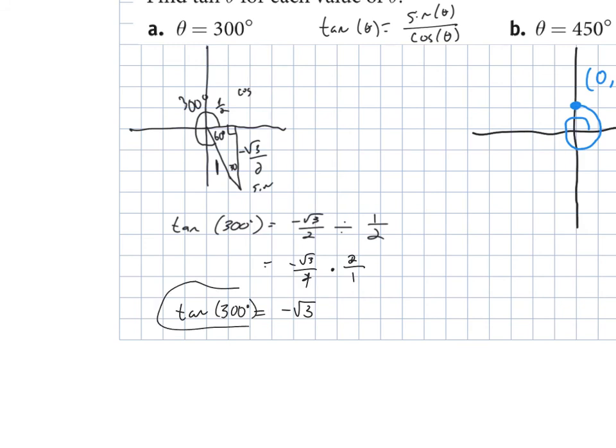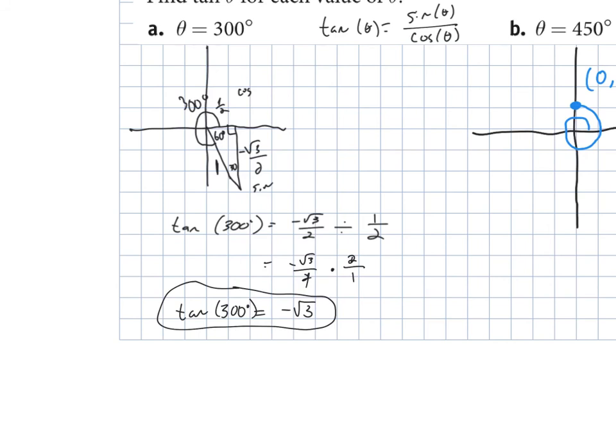So tangent of 300 degrees is negative root 3. Again, find where it's located on the unit circle, use the sine and cosine values to calculate your tangent value, since it's that TOA, that opposite over adjacent value, the sine being the opposite, the cosine being the adjacent. So that really helps.